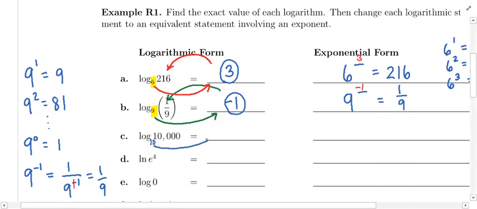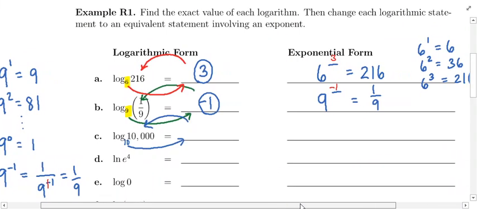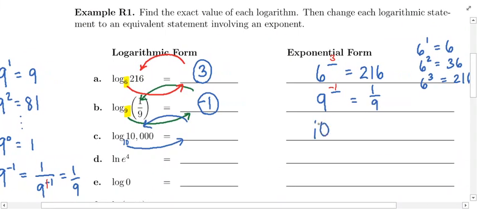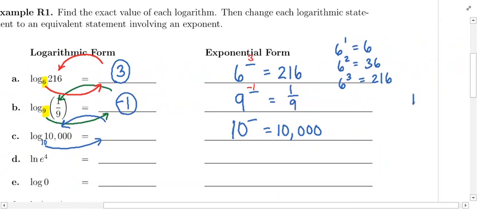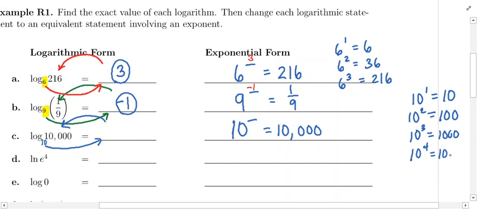10 to what power gives us 10,000? Again, in exponential form, 10 to what power gives us 10,000? Well, 10 to the first power is 10. 10 squared is 100. 10 cubed is 1,000. 10 to the fourth is 10,000. So the answer is going to be 4.